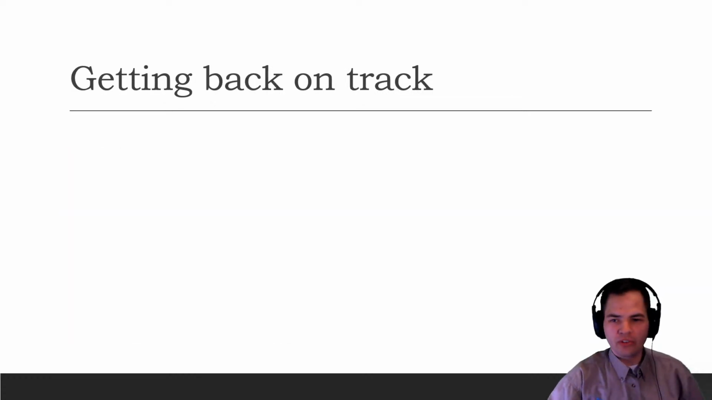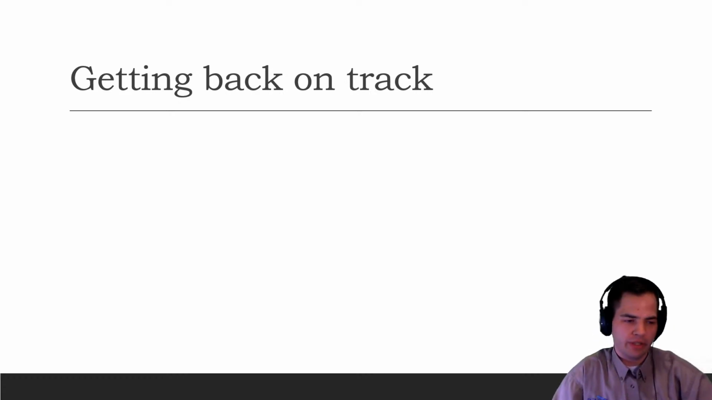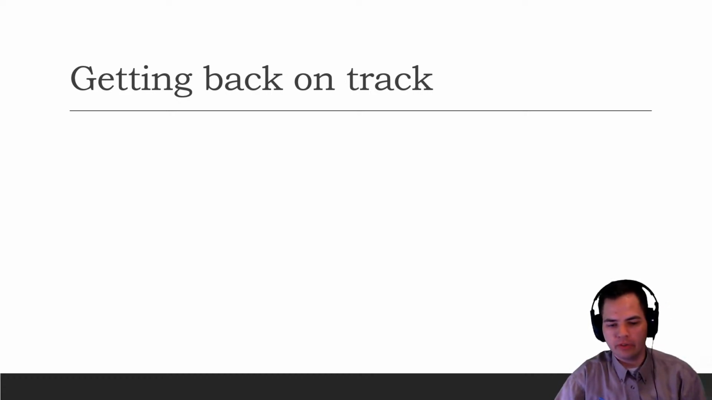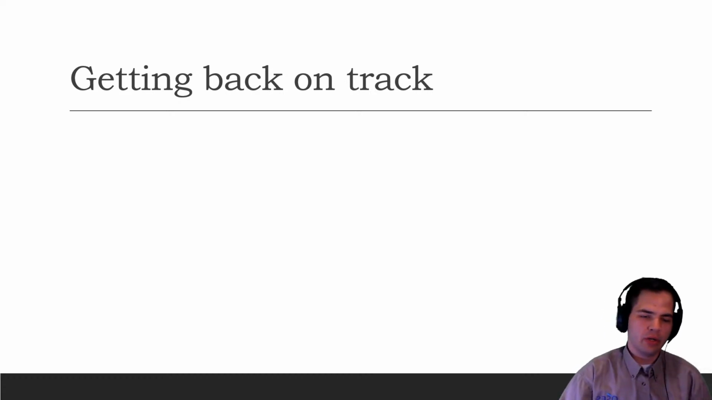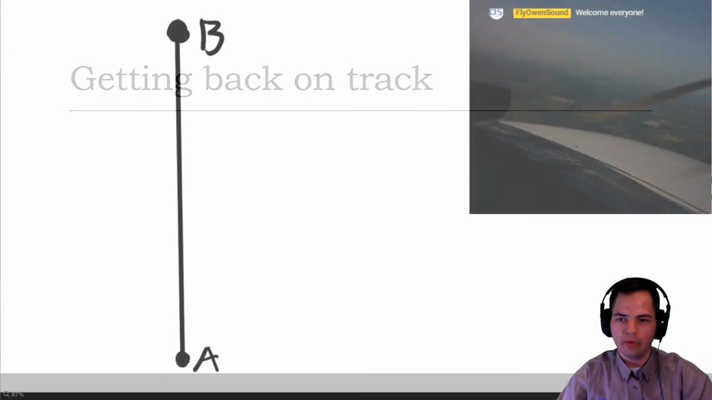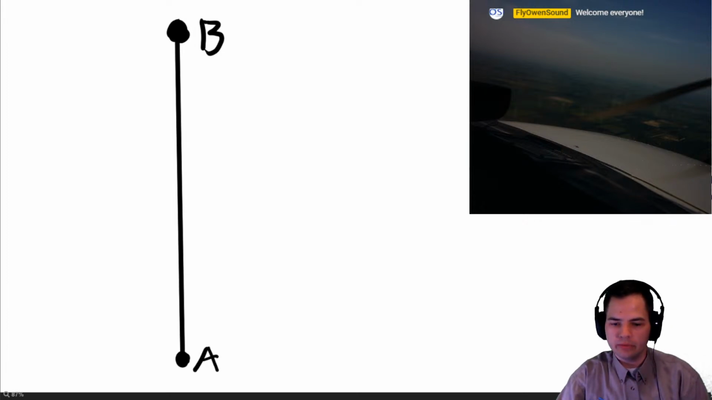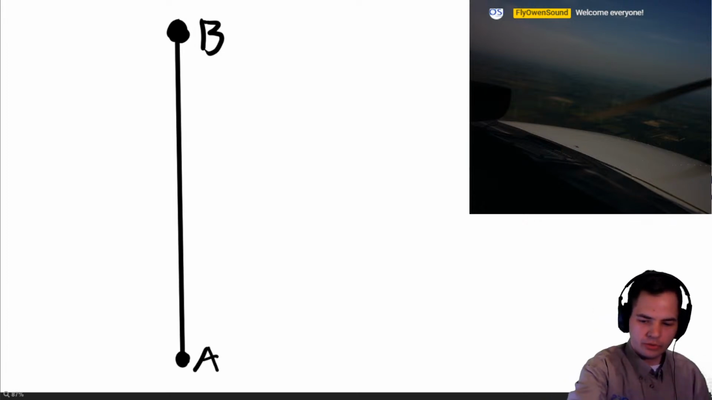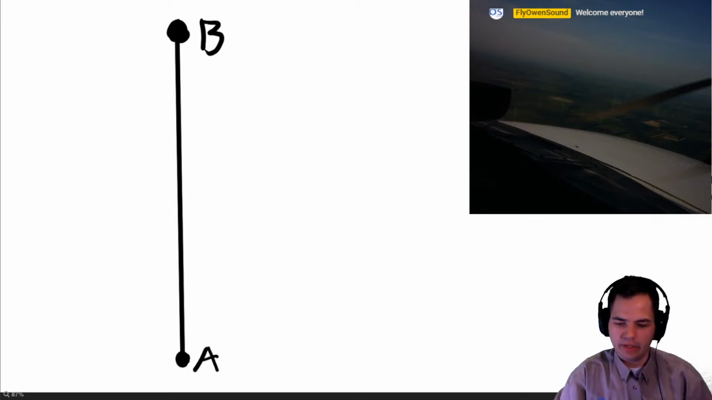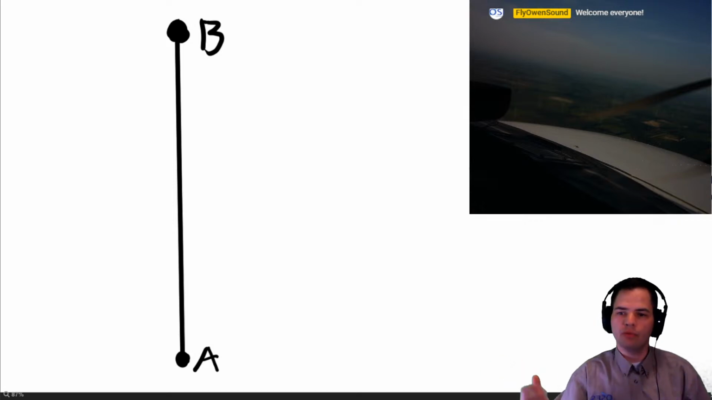What I want to start with tonight is getting back on track. This has to do with a lot of test questions. They'll ask you something like, hey, you were on track and now you're off by this much, how do you get back? There are two different methods that we'll look at here. The first method has to do with being in the first half of your route.